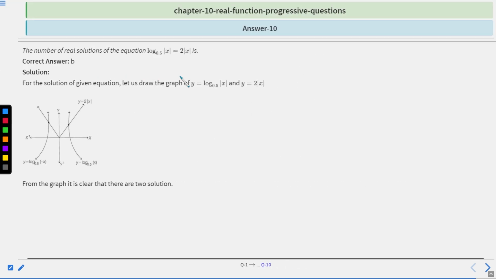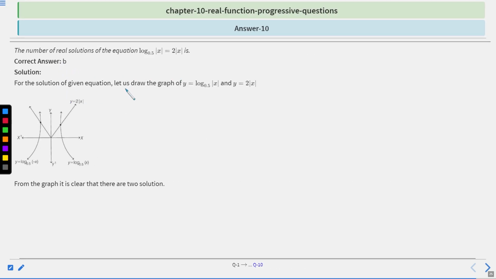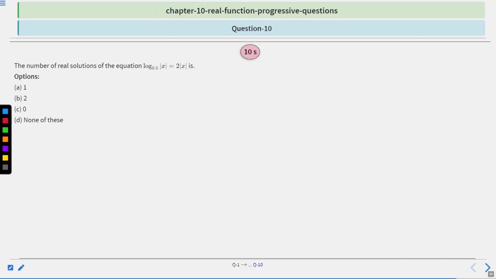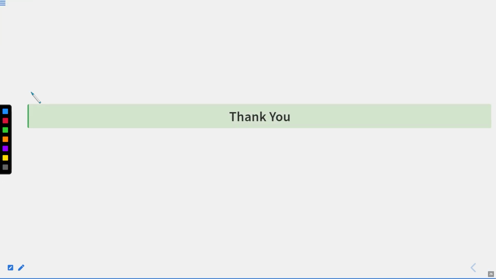Okay, let's move to the solution part. For the solution of the given equation, let us draw the graph of y equal to log base 0.5 of mod x and y equal to 2 to the power mod x, right? See, this is the graph of y equal to log base 0.5 of x and this is the graph of y equal to log base 0.5 of minus x, right? And this is the graph of y equal to 2 to the power mod x, right? So both graphs are cutting each other, or intersecting each other, at 2 points, right? From the graph, it is clear that there are two solutions, right? Two solutions. So I think option B is the right choice. Clear? Two solutions. Okay. Thank you.